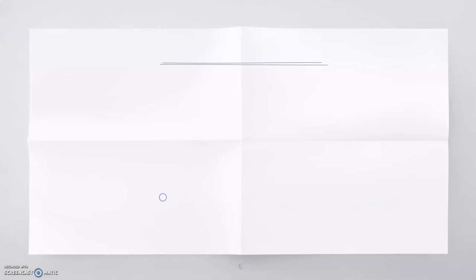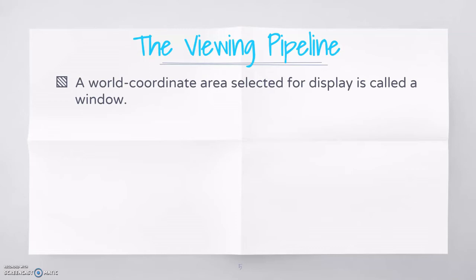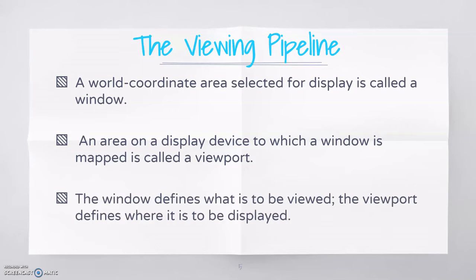Now let's see the viewing pipeline. A world coordinate area selected for display is called a window. So where we could display a world coordinate is known as a window. An area on a display device to which a window is mapped is called a viewport. So what is a viewport and what is a window? The window defines what is to be viewed and the viewport defines where it is to be displayed.